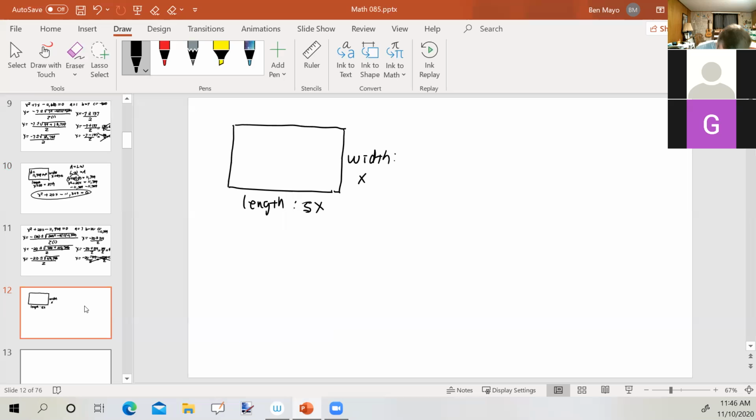Okay, so the length is 5 times the width. We'll call the width x. The length will be 5x. When measured in miles, its perimeter numerically exceeds its area by 4.75.